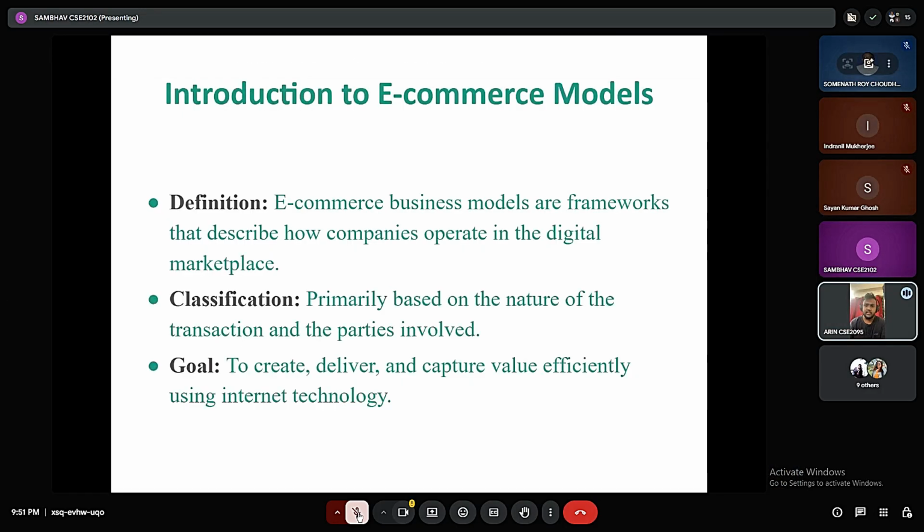E-commerce. And next up is Sambhav. Thank you.